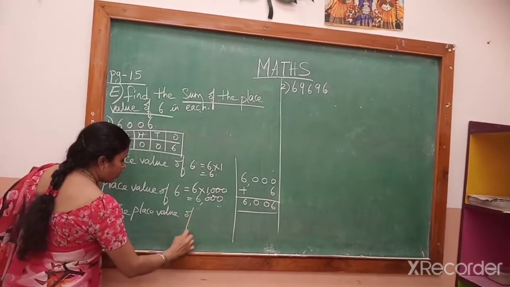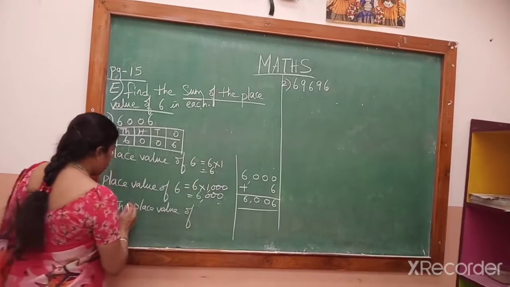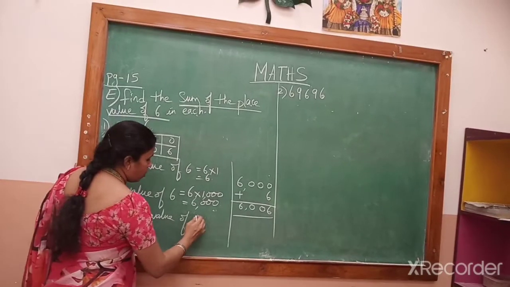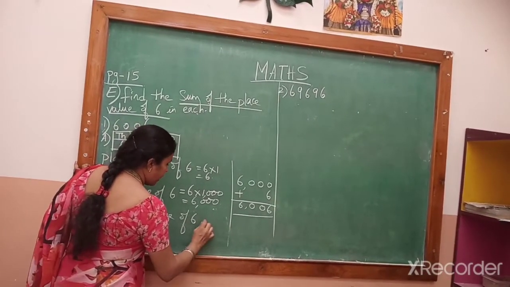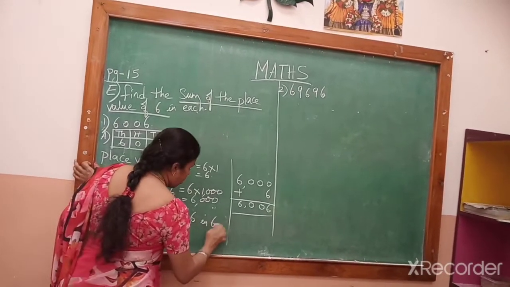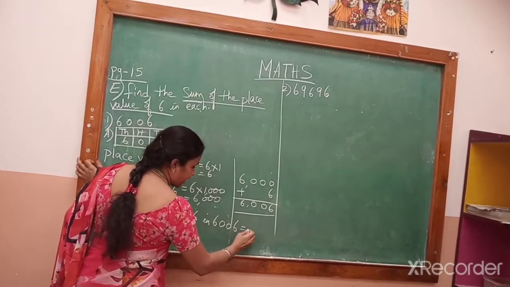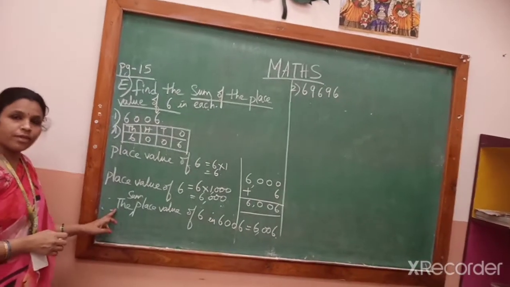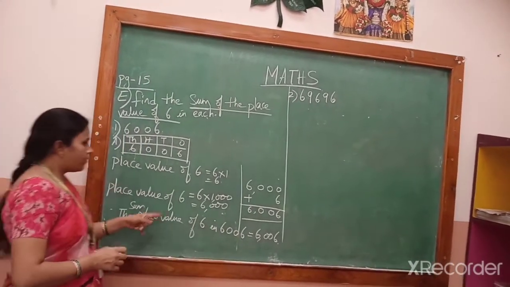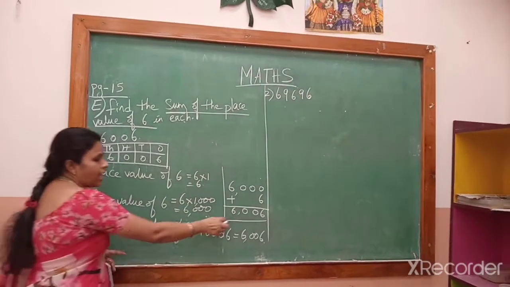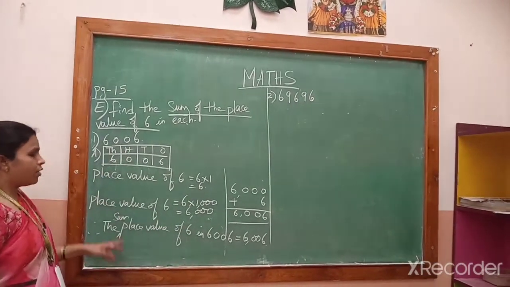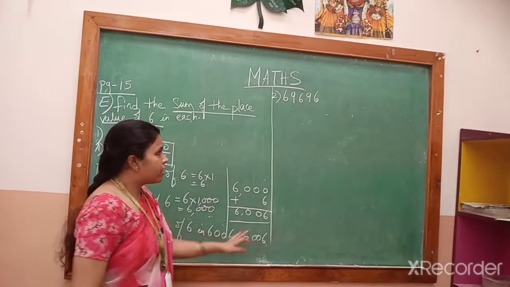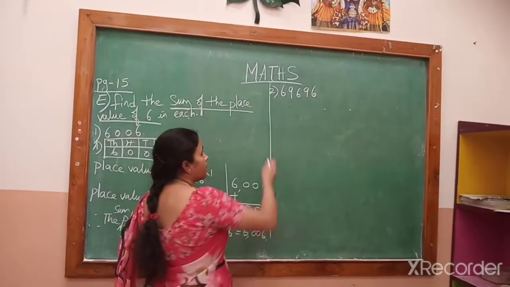Therefore, the sum of the place values of 6 in 6006 is 6006 only. We have added, so we got the answer as 6006. Is it clear? Now same way we will try with the next number.